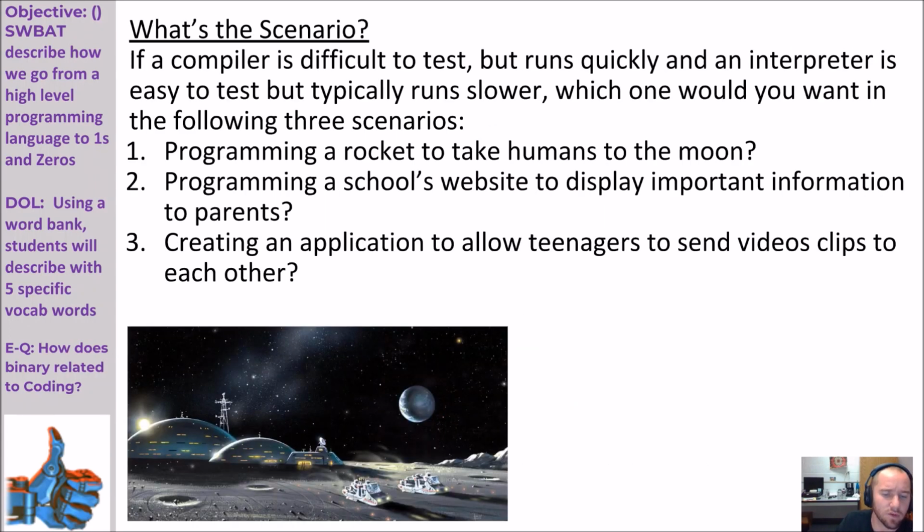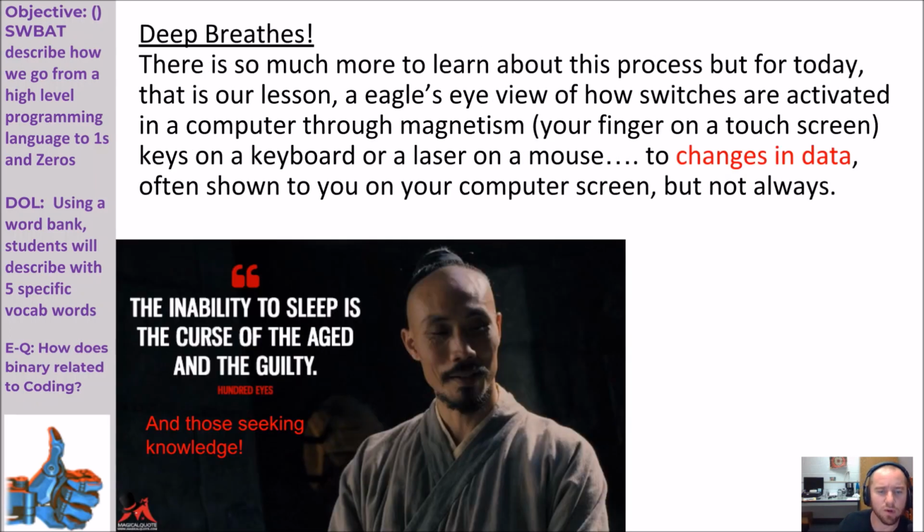So we'll end this lesson on what I think is a pretty fun activity. If a compiler is difficult to test but runs quickly, and an interpreter is easy to test but typically runs slowly, which one of these scenarios would need a compiler versus an interpreter? Think about the first one. You're programming a rocket to take some humans to the moon. What are you going to use, an interpreter or a compiler? Second example, what if you're programming a school's website to display important information to parents? Which language do you go with, a compiled one or an interpreted one? And your last one, creating an application to allow teenagers to send video clips to each other. That sounds very familiar. I think someone has programmed that before.